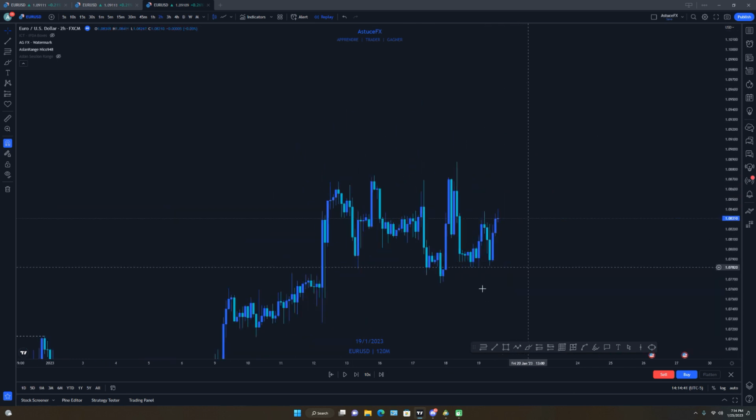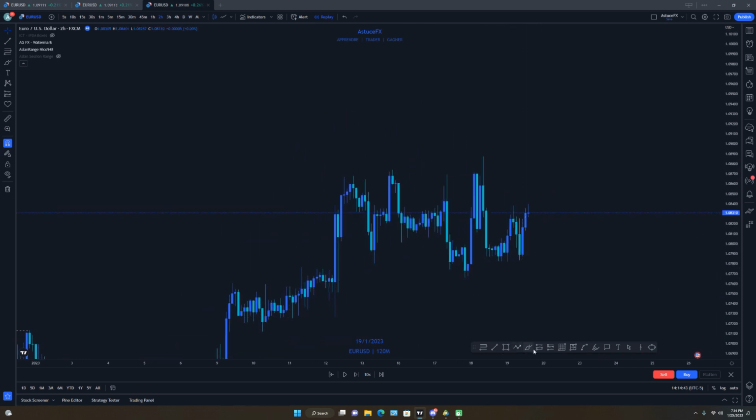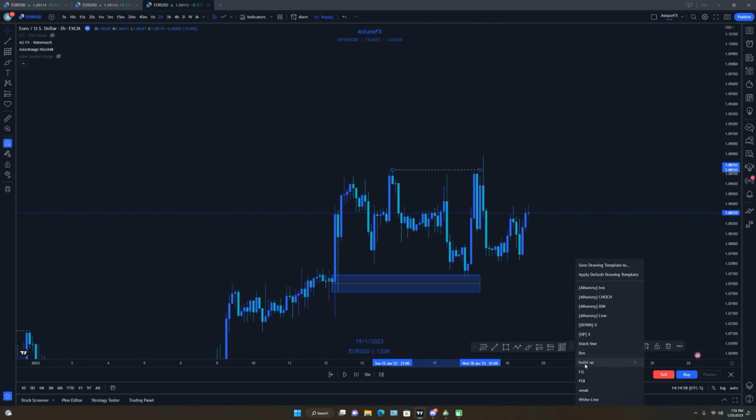So first, when I check, let's say the 2 hours, what do I see? I see that price tapped this sort of 2-hour demand zone. You see this 2-hour demand zone. Price tapped this and bought. Once price is buying, I want price to break the previous high, which is our break of structure here.